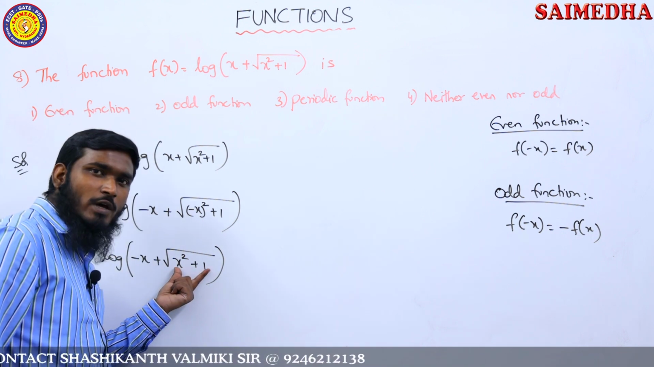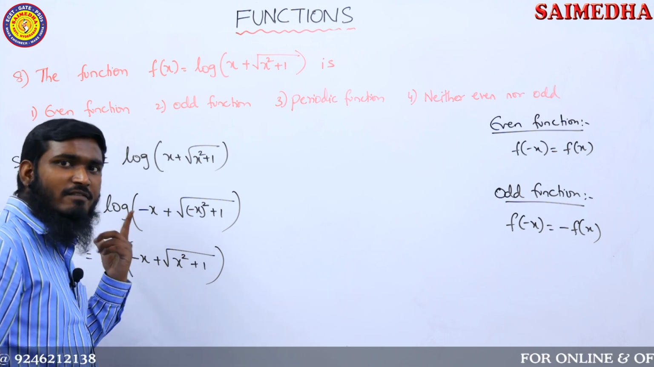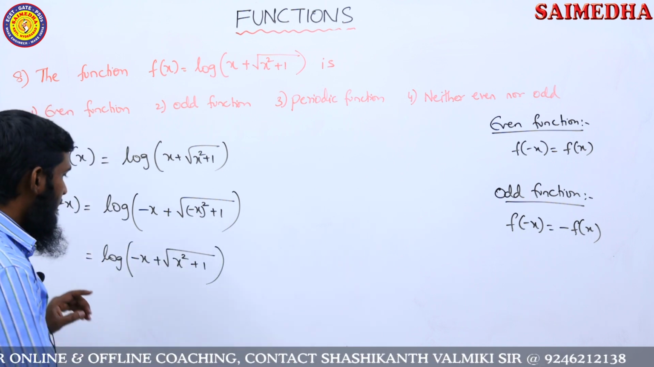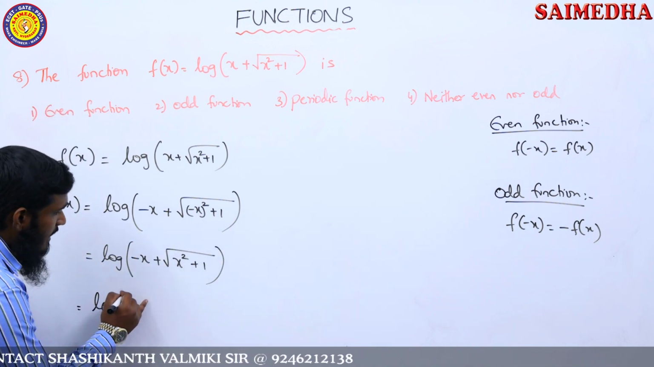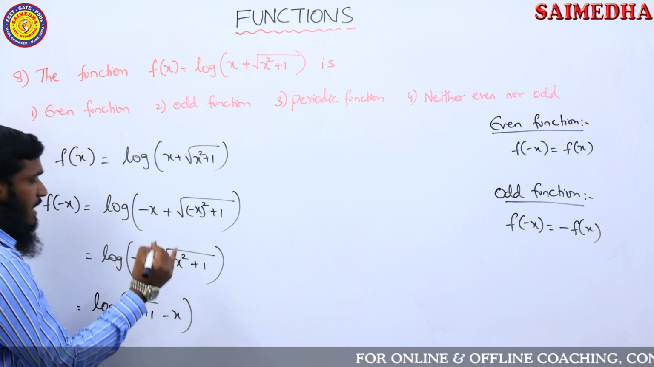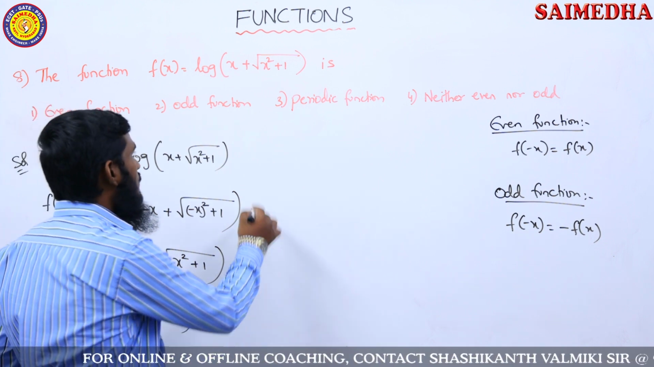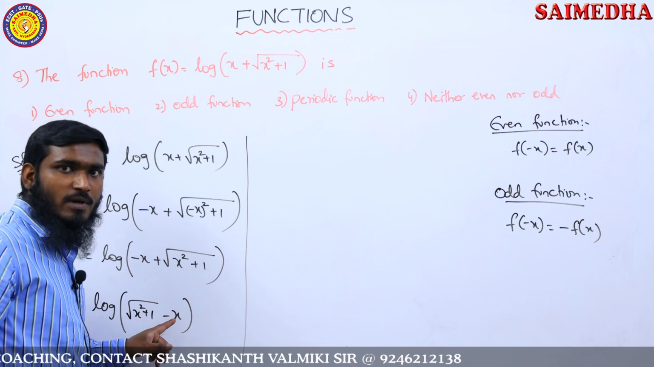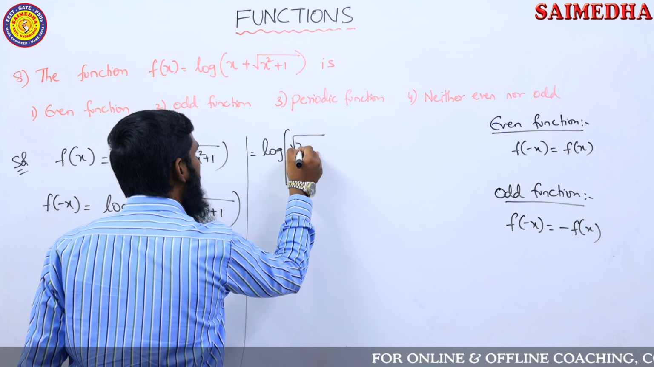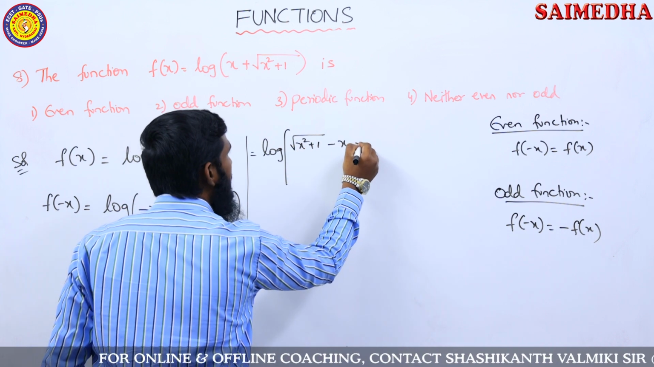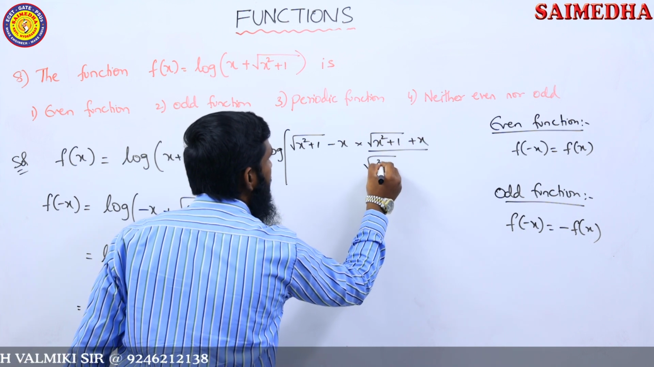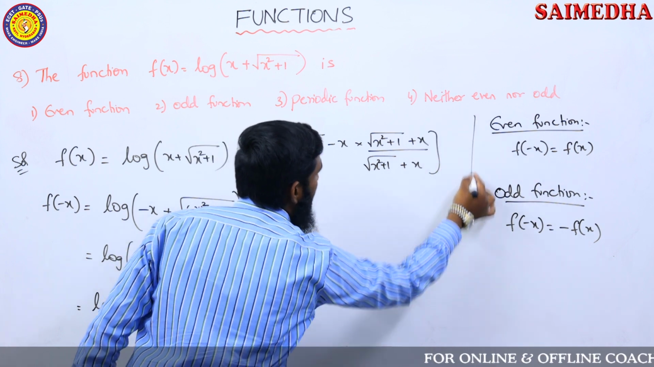Now the part √(x² + 1) has a positive sign and x has a negative sign, so first we write the positive part, then the negative part. So it equals log(√(x² + 1) - x). Then we rationalize this part. The log part is as it is, and we multiply by (√(x² + 1) + x) divided by (√(x² + 1) + x). We are doing the rationalization.